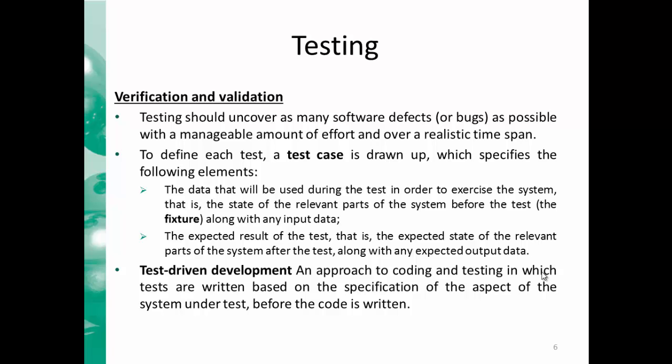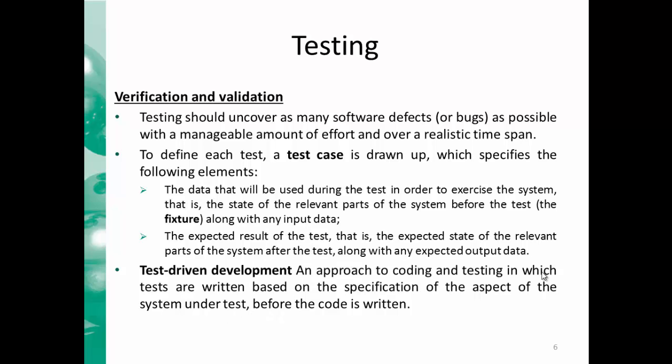If we need to define a test case, we need to specify two main things. We need to specify the data that will be used during the test, and that we call the fixture. We also need to know the expected results of the test. So if we get the same results, then we know that our test is successful. If we get different results, then we know that we have failed the test and there are some bugs to be fixed.